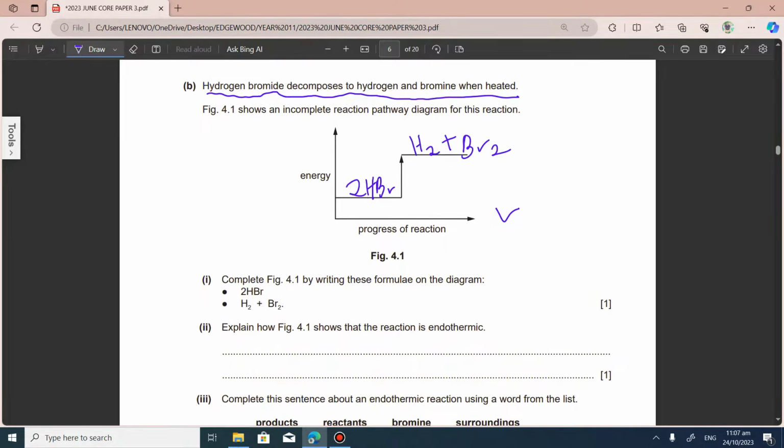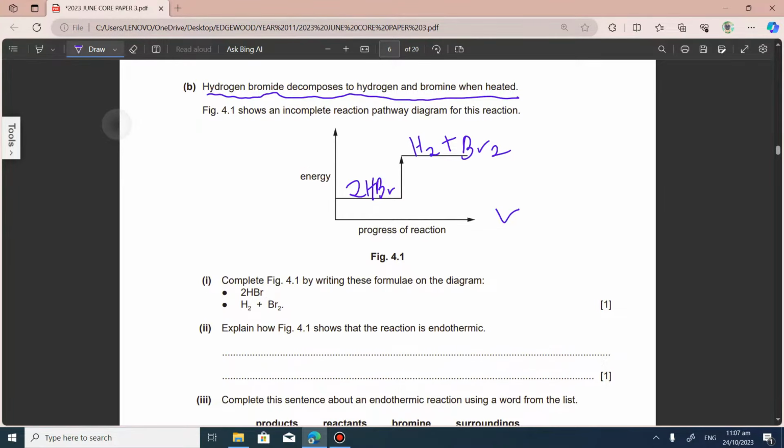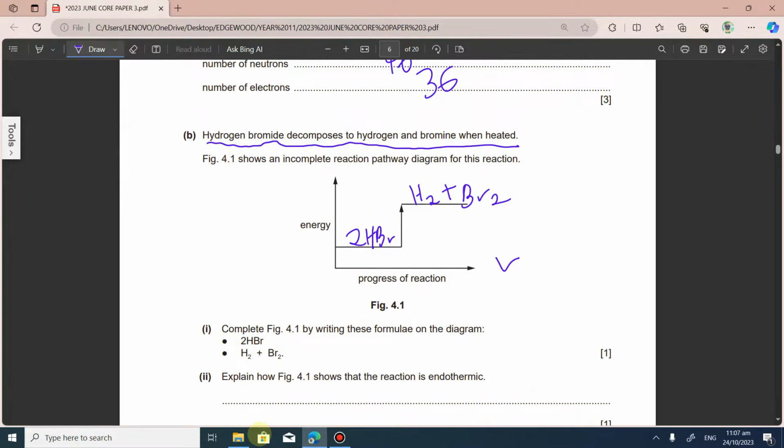Now the next question says, explain how Figure 4.1 shows that the reaction is endothermic. For you to know a reaction that is endothermic, remember this is the energy of the reactant. So trace it. This is the value for the energy of the reactant. If you trace this all the way down here, this is the energy of the product.